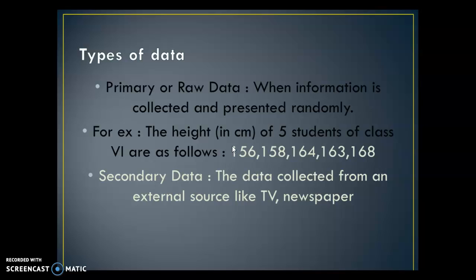For example, if we are taking the height of 5 students of class 6, and if it is recorded, then it is 156, 158, 164, 163, and 168. This is called your raw data. Secondary data: the data collected from an external source like TV, newspaper, etc.